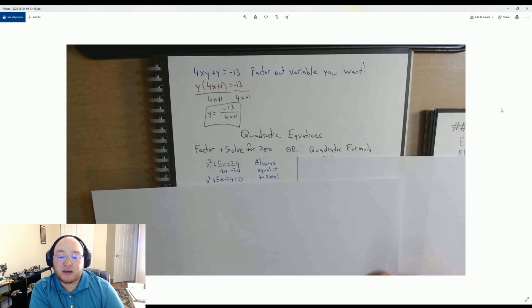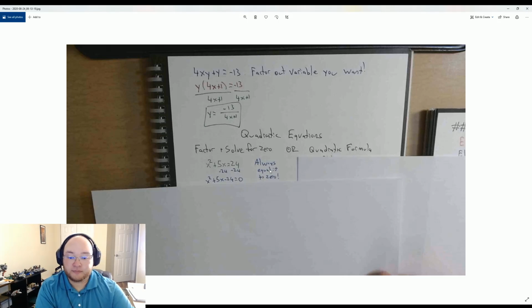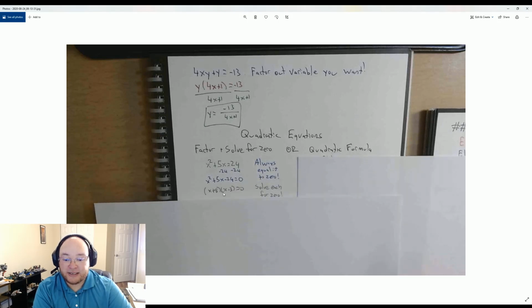So when you're solving by factoring, first thing you need to know is it has to equal 0. So now I have x squared plus 5x equals 24. We've got to subtract 24 from both sides to get that equals 0 there. Now you're going to factor it. You get x plus 8, x minus 3 equals 0.